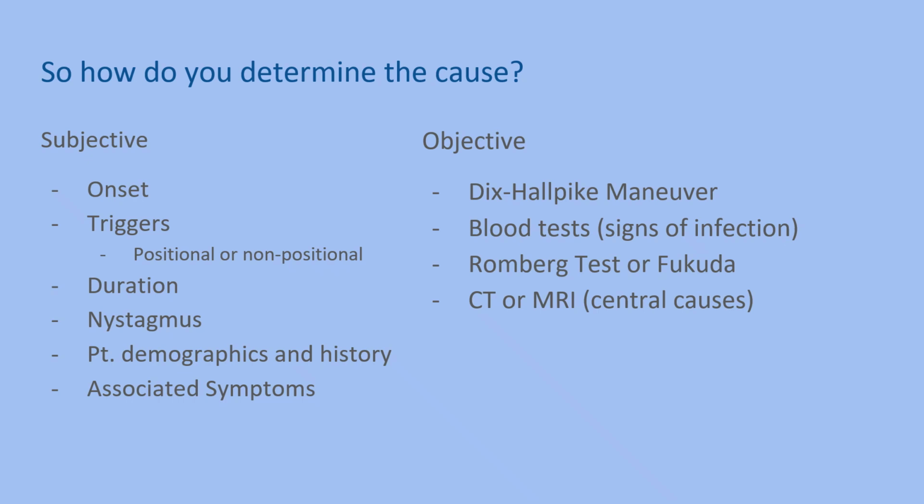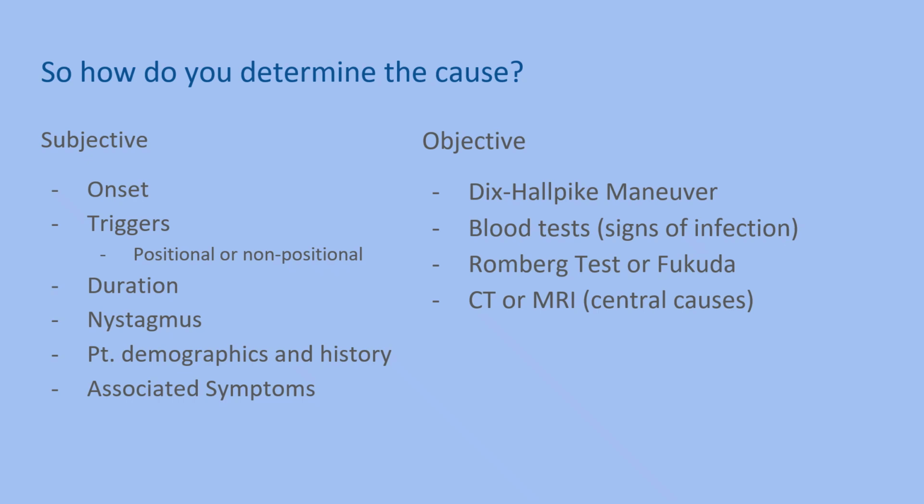Next, consider any objective information you have, and if any more tests need to be done. The Dix-Hallpike maneuver is often the first test. It is non-invasive and can quickly identify BPPV. Another clinical measure is blood tests to check for signs of infection. It helps determine if it's vestibular neuritis or labyrinthitis.